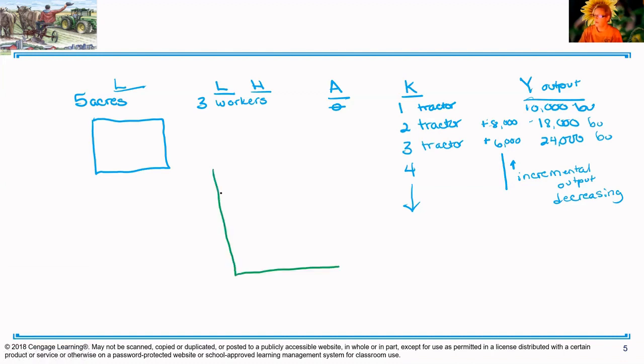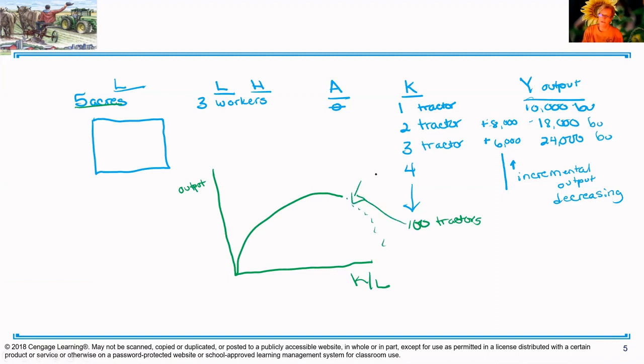So here's a graph. I'm going to go ahead and put output here. I'm going to go ahead and put capital over here per worker. And it's going to look like this. Because would there be a point where I would have way too many tractors, particularly if I'm holding land constant at 5 acres? If I end up somewhere with 100 tractors, everybody's getting in each other's way. It's just not going to be productive. So I could end up on this side with too much input.